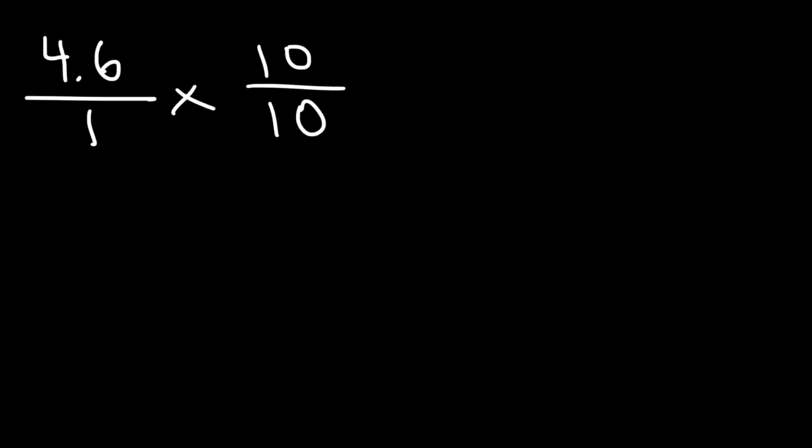Now let's try another example. So let's say we have the number 4.6. How can we convert this into a fraction? So we're going to follow the same process. We're going to write it over 1. And then we're going to multiply the top and the bottom by 10 to get rid of the decimal. 4.6 times 10 is 46. 1 times 10 is 10.